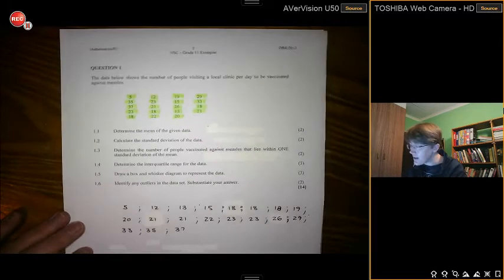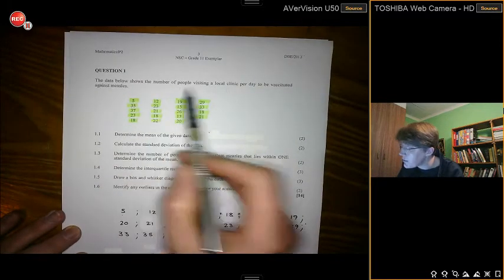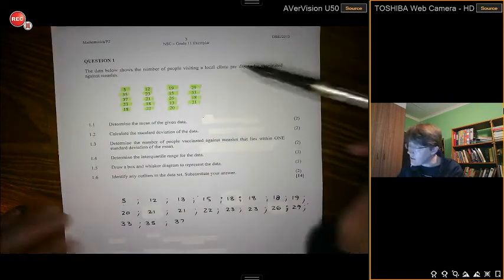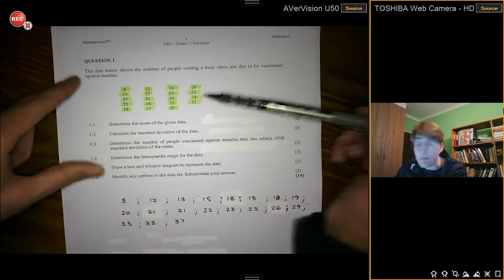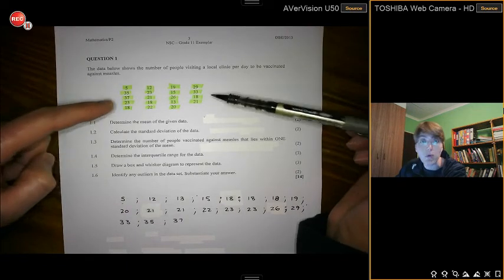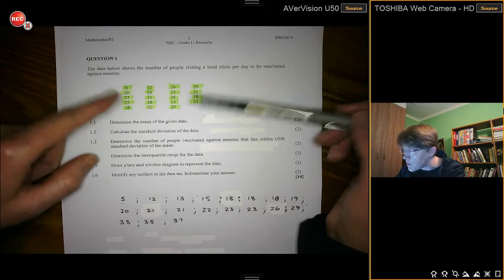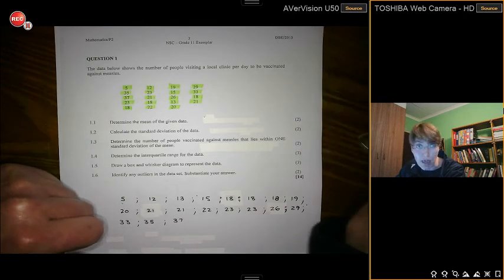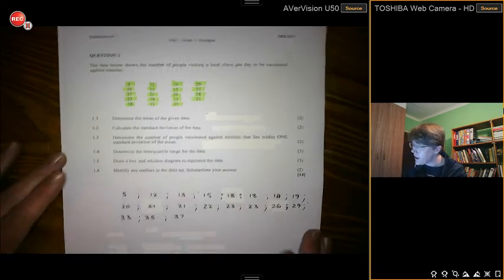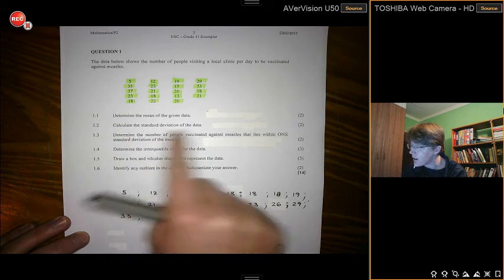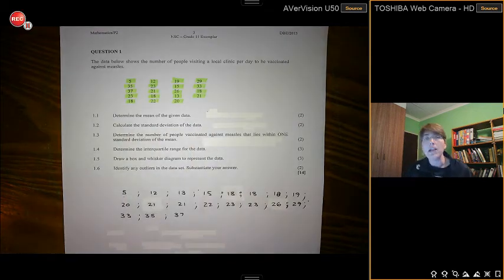they've given us the data below shows the number of people visiting a local clinic per day to be vaccinated against measles. Now, this is a discrete data set because the data has not been divided into intervals or classes or groups. The data is still in its original format and it's discrete because it's 5 or 12 or 19 or 29. Okay. Now, the first question here, determine the mean of the given data, and then the second question, calculate the standard deviation. We generally use our calculator to do that for us.